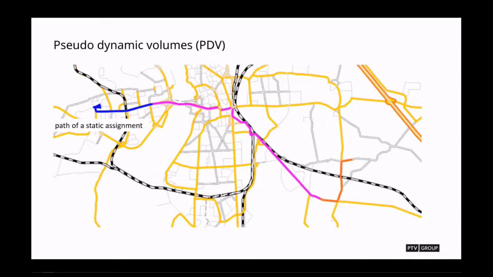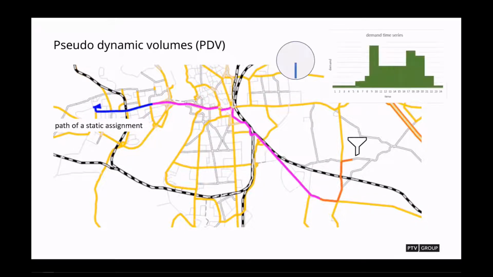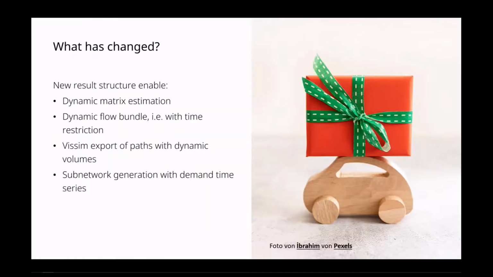How many people have used these pseudo dynamic volumes? Anybody use that? Okay, so a couple people. Pseudo dynamic volumes basically let you take a static assignment and a time series of demand and generate like 24 one-hour assignments. So it's a way to hack together a dynamic assignment result, which can be useful for different applications, like if you're going to export volumes to Visum for a sub-area study, you can do it in Visum easier. You could also use it for SBA initial loadings, things like that.